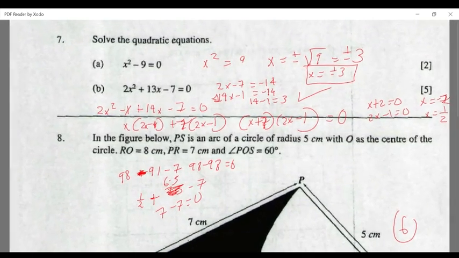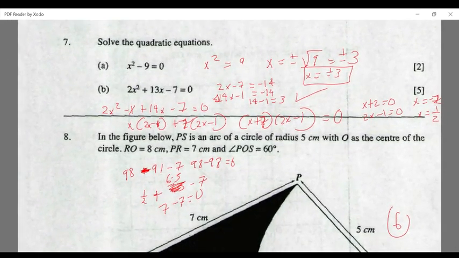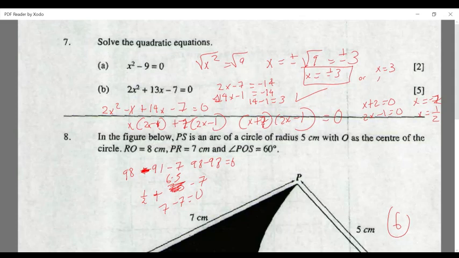Next, we're required to solve the quadratic equations. x squared minus 9 is equal to 0. Well, x squared is equal to 9, and then when you take the square root of both sides, you recognize that you have two solutions. Crucial to mention: you have two solutions because when you take the square root, x can either be negative 3 or positive 3. So the answer is plus or minus 3, or x is equal to 3, x is equal to negative 3.